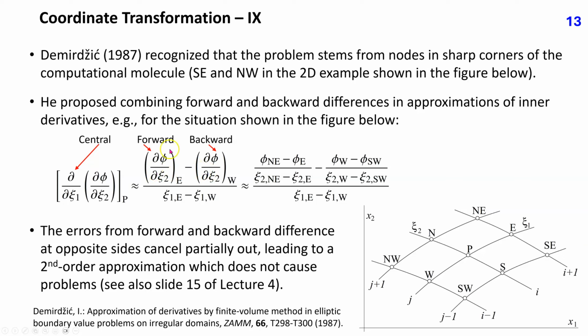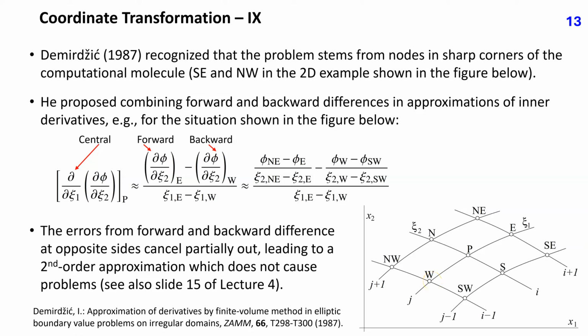the inner derivative at the east node minus the inner derivative at the west node divided by the distance. For the derivative with respect to psi2 at node E, we use a forward difference, the value at node NE minus the value at node E divided by distance. Central difference would use the value at node SE, which is in the sharp corner, and we want to avoid it. On the other side, for the derivative with respect to psi2 at node W, we use a backward difference, the value at node W minus the value at node SW divided by distance.